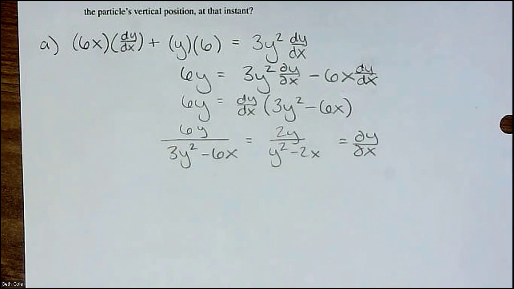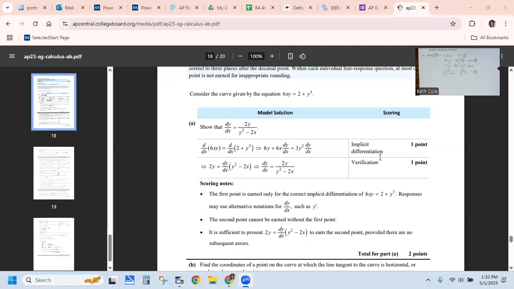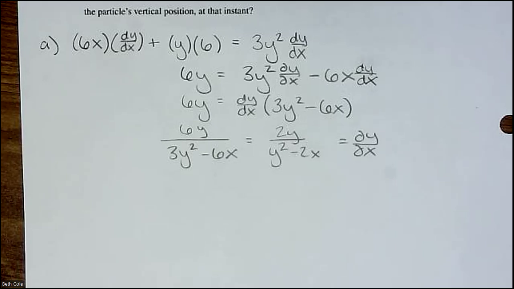So we did it. Let me share my screen and we'll see what the points are worth. It was worth 2. 1 point for doing the implicit differentiation. So the first step, the calculus of it, the product rule and all the dy dx's. And then 1 point for doing all that algebra to get dy dx by itself. So that was worth 2. I'd like to get feedback from you, like how that went.